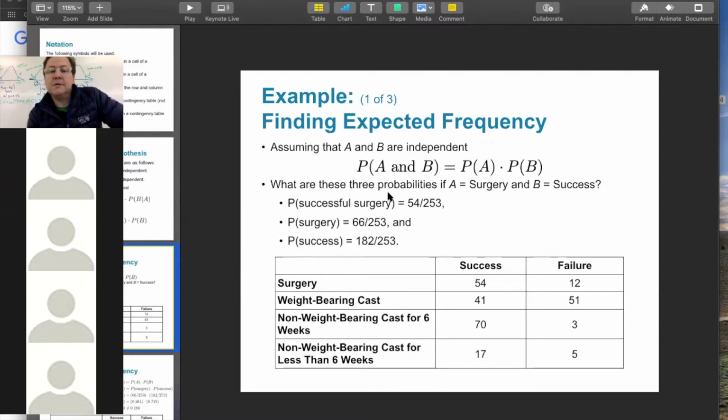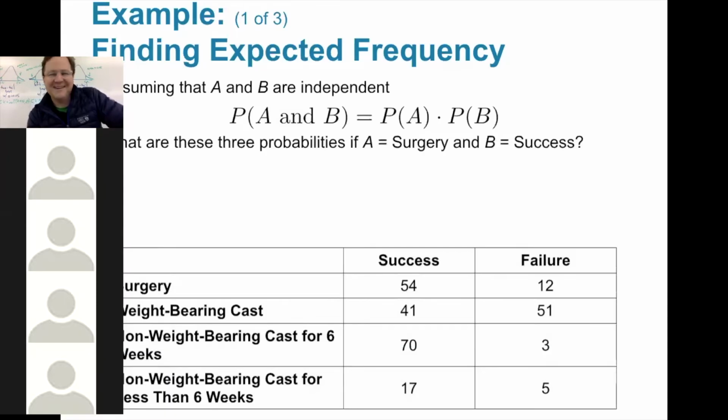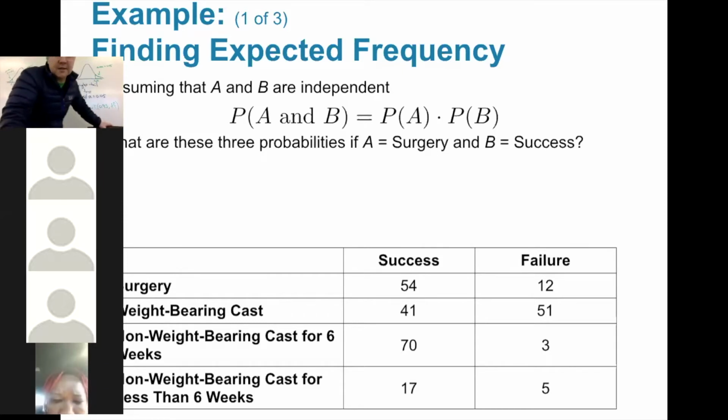What are these 3 probabilities? So here's a quick review. Assuming that A and B are independent, the probability of A and B equals probability of A times probability of B. What are these 3 probabilities? If A equals probability of surgery, and B equals the probability of success. I assume you can see the slideshow and you can see my face right now. Let me know if that's not true.